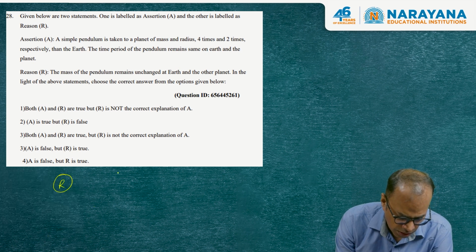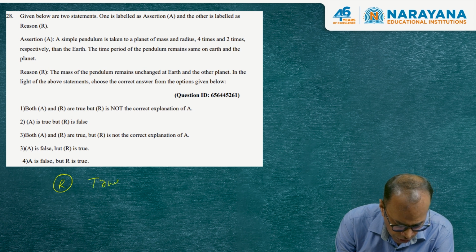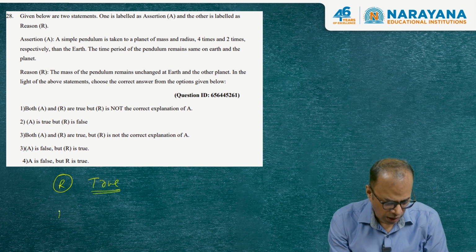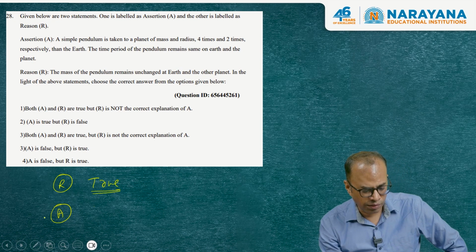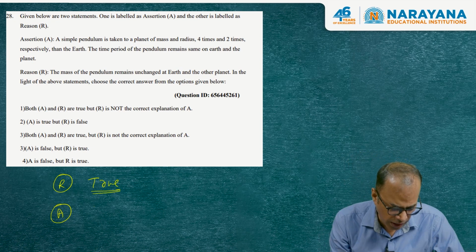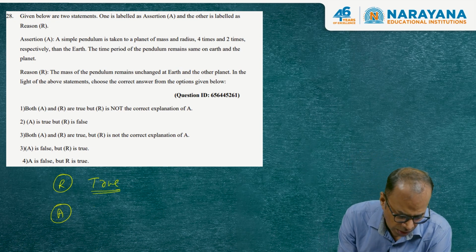Reason says that the mass remains unchanged. So reason is for sure true. And for assertion, I will verify whether it is correct or not. But before that, I will tell you we can find the answer without that.